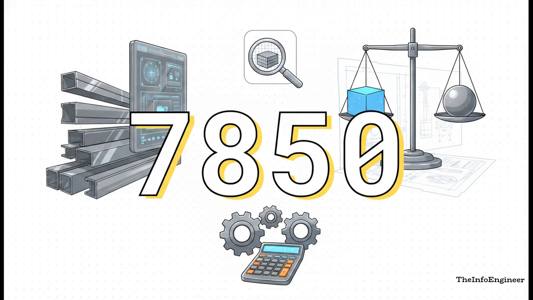Suppliers don't care about the total linear meters of steel you need. They measure and build by weight. We bridge that gap using the standard density of steel, which is exactly 7850 kilograms per cubic meter. Literally everything we calculate hinges on this constant.